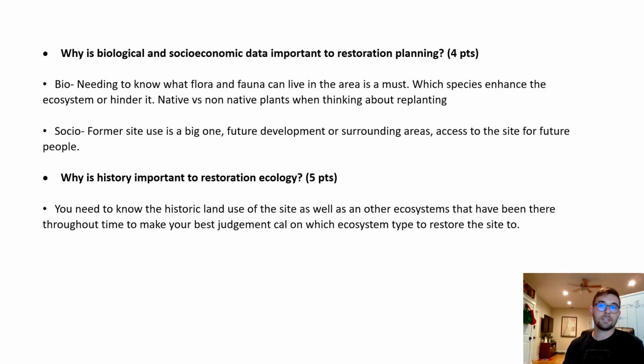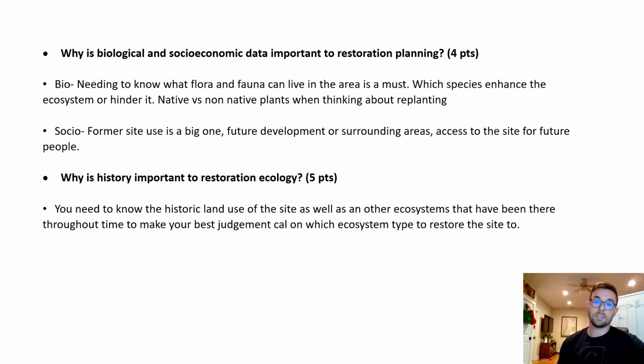Biological data is important because needing to know what flora and fauna can live in the area is crucial. Which species enhance the ecosystem or might hinder it, native versus non-native plants. You don't want to accidentally plant a non-native invasive species. Socioeconomic data is important because former site use is a really big one. If it's pasture land or an old park or old mine, that's important to know. Also future development of surrounding areas and access to the site, for your intended audience.